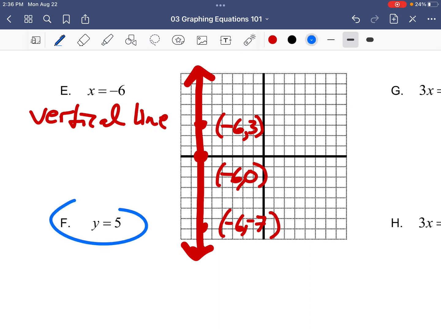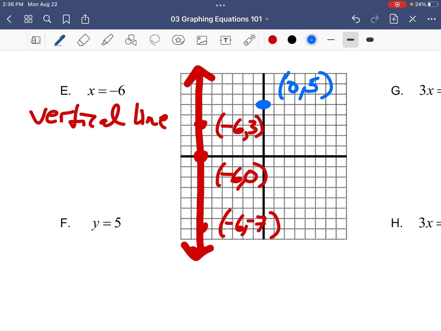So what about if we have an equation that just has a y value? Now again, I will find students instinctively go to y equals 5, but what you're really doing is going to the point 5, 0. Boy, I'm having trouble with that today. Excuse me, that's the point 0, 5.